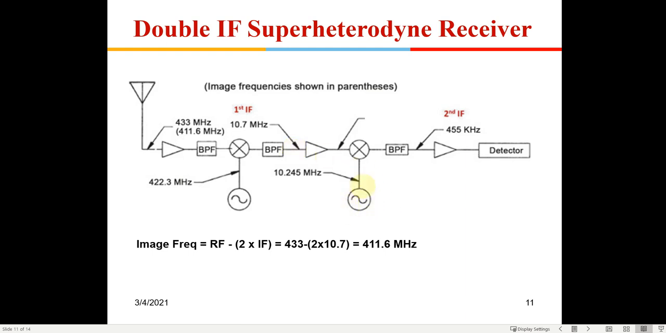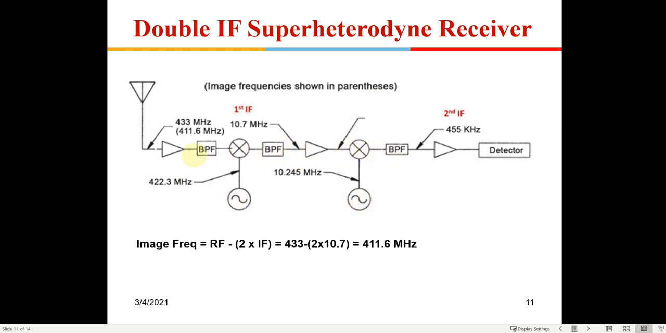So again I may beat it with one more frequency, 10.245 megahertz, which will generate a 455 kilohertz signal out here, right? So now if you see, this band pass filter is just tuned to 455 kilohertz. This is known as the second IF, and since this is a very low frequency, it will be able to isolate or attenuate the adjacent channels, and it will be able to select the required frequency only. So I used a combination of two IFs here.